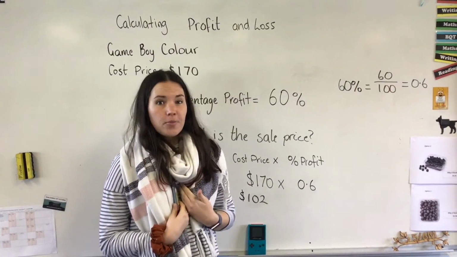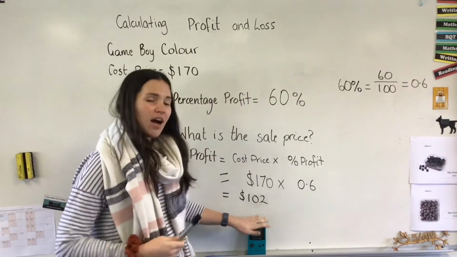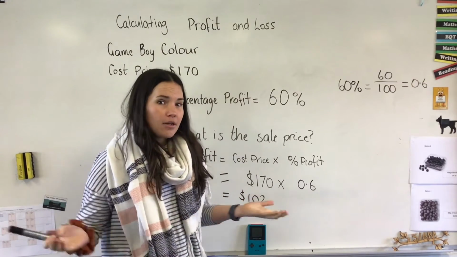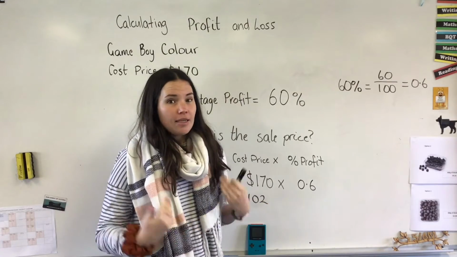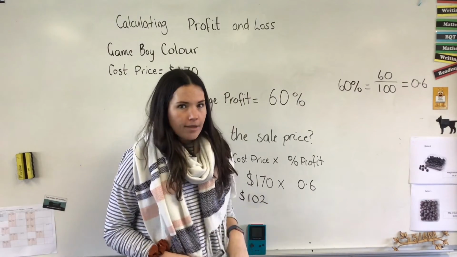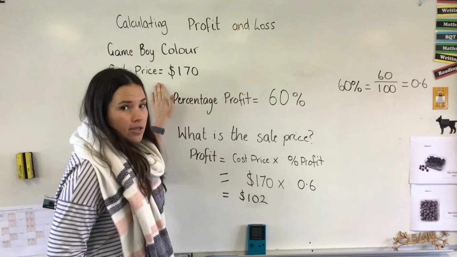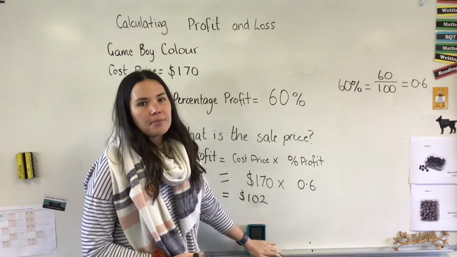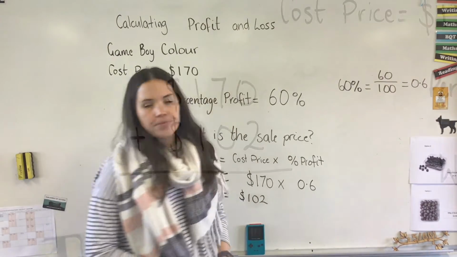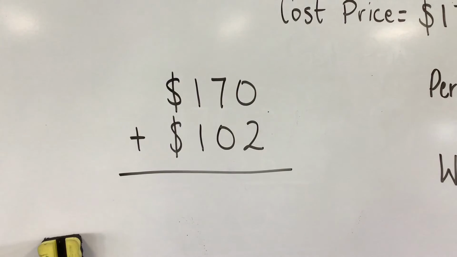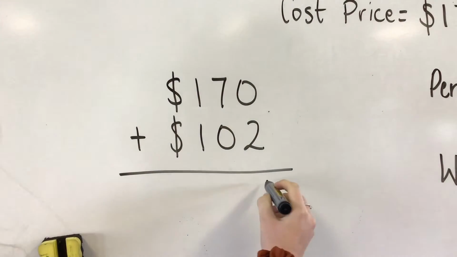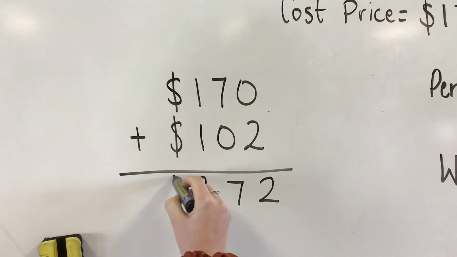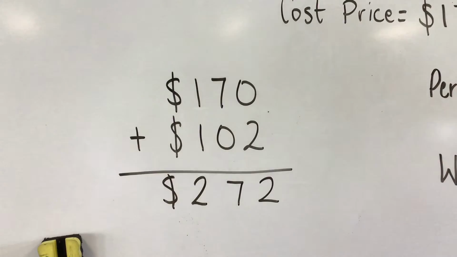So now I know when I sell my Game Boy to Matt, it's going to make me $102 profit, which is pretty good. But I'm not done yet because I don't know what amount I have to ask Matt to give me. To find out the sale price, I have to add my cost price to my profit. So it'll be 170 plus 102. All we have to do is add these two numbers together. Pretty easy sum really. 0 plus 2 is 2, 7 plus 0 is 7, and 1 plus 1 is 2. So I need to ask Matt to pay me $272.